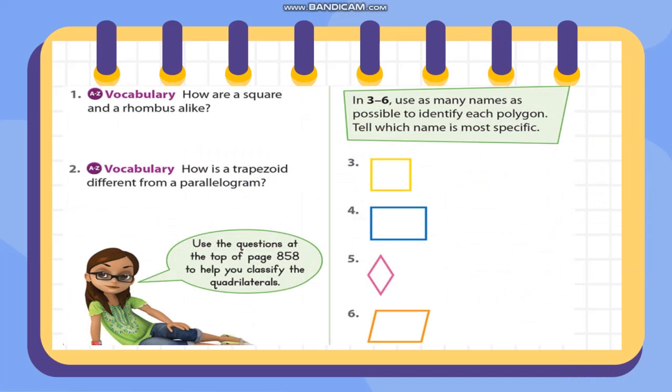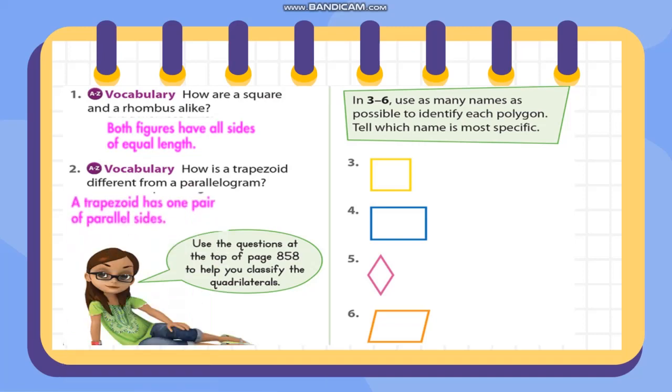Now, how are a square and a rhombus alike? As I told you, both figures have all sides of equal length. And how is a trapezoid different from a parallelogram? A trapezoid has one pair of parallel sides. In questions number 3 to 6, use as many names as possible to identify each polygon and tell which name is most specific. As you can see in question number 3, that is a square.